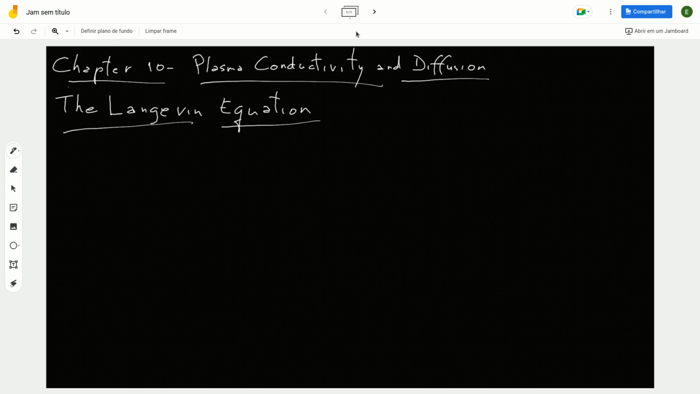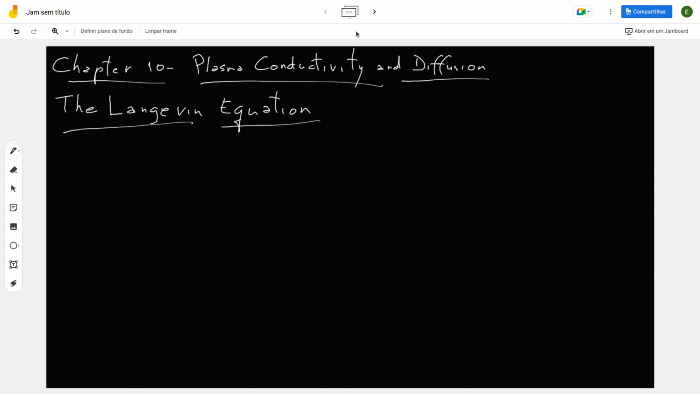And we start with this Langevin equation, which is based on the motion of electrons and ions in a cold plasma, weakly ionized. That is, we're considering that the density of charged particles is much smaller than the density of neutral particles. And we're not going to use, therefore, MHD equations now.